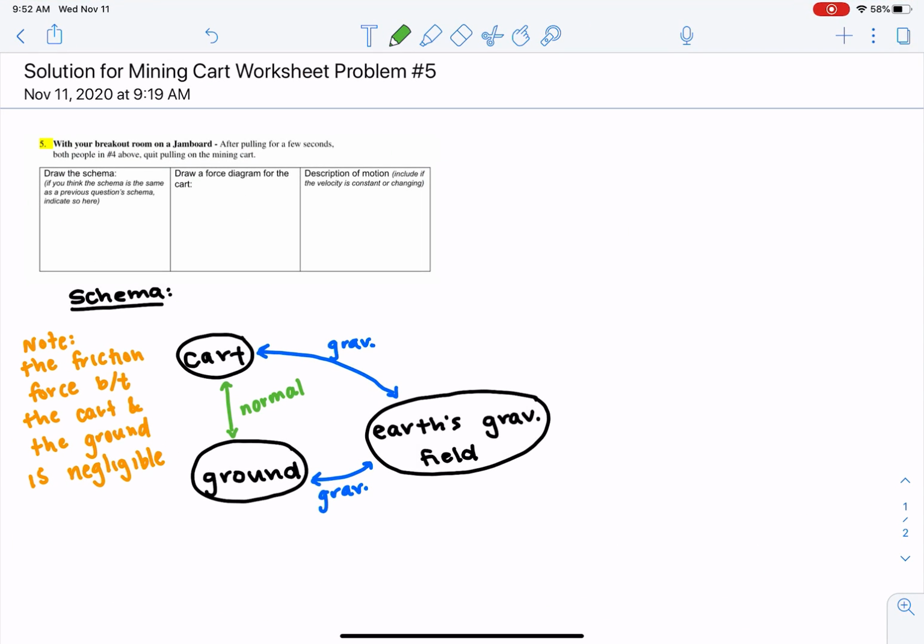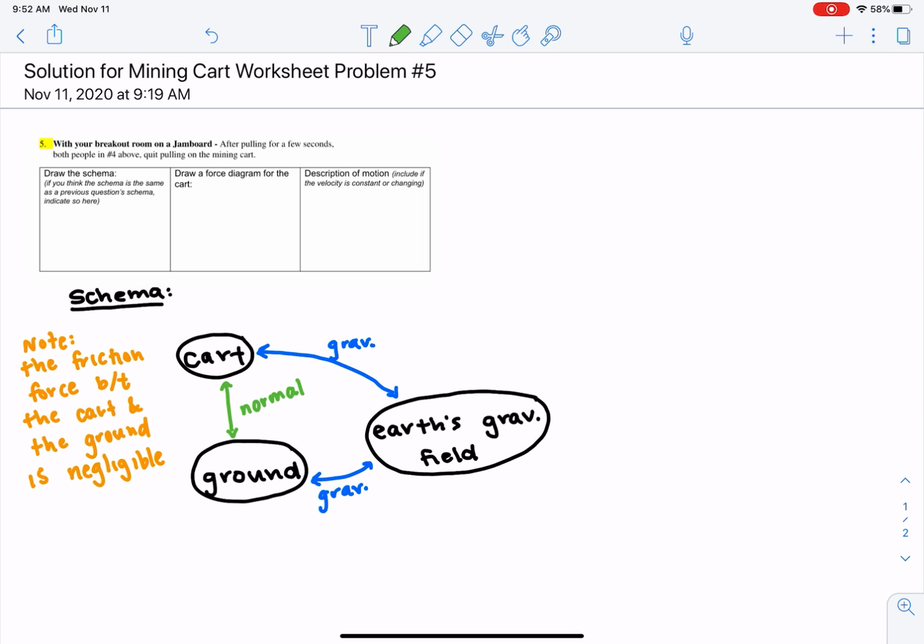So now I've already drawn the schema for this process. Feel free to pause this video at any time so that you can check your work compared to what I've done. I have the cart in my schema, I have the ground, and then I have Earth's gravitational field. I've drawn my interactions, my forces with two-sided arrows. I have a normal force between the cart and the ground, that's our contact force, and then non-contact gravitational force between the cart and Earth's gravitational field, as well as between the ground and Earth's gravitational field.